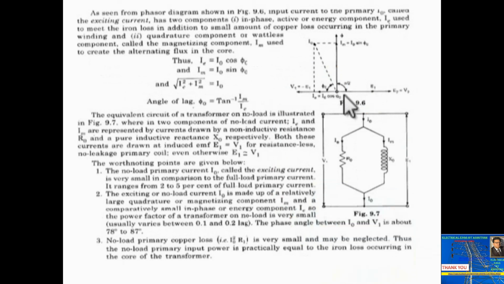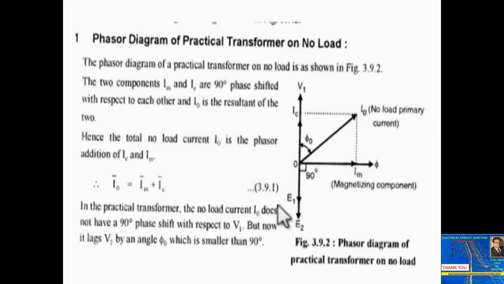अब ये जो component होगा guys, जो मैग्नेटाइजिंग करंट होगा उसका फॉर्मूला आप लिख सकते हैं I naught sin phi naught. Okay, and Ic, this is Ic, the core loss component of current, that is equal to I naught cos phi naught. Okay, so this is from the diagram. This is also the phase angle phi 0, you see. So according to this right angle, you can easily find out cos phi 0 and sin phi 0. So what will be cos phi 0? Okay, so based upon hypotenuse.